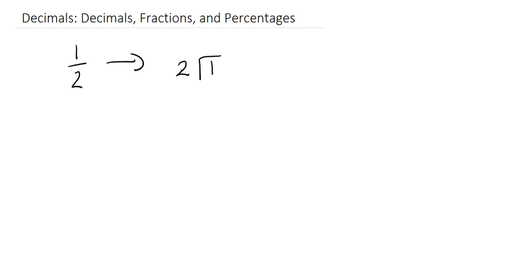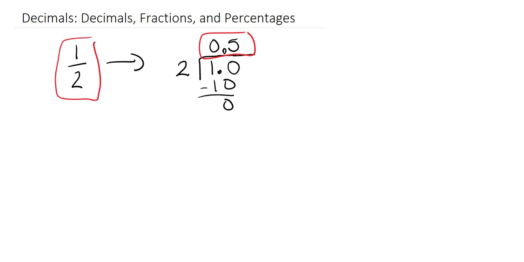1 divided by 2. Well, 2 can't go into 1, so it would be 0. So we need to add a decimal and a 0. Well, 2 can go into 10 5 times. 2 times 5 is 10. We subtract, we get 0. Bring the decimal straight up, and then our decimal is this 0.5.